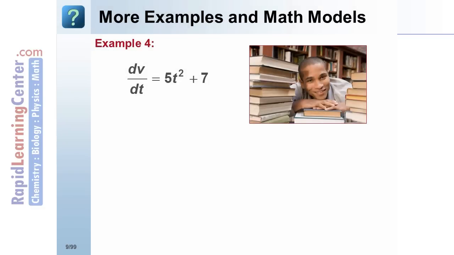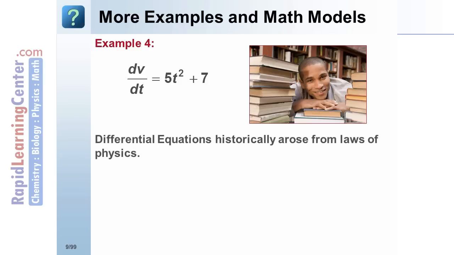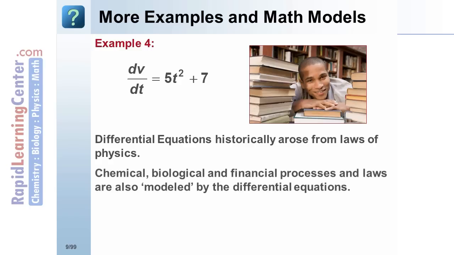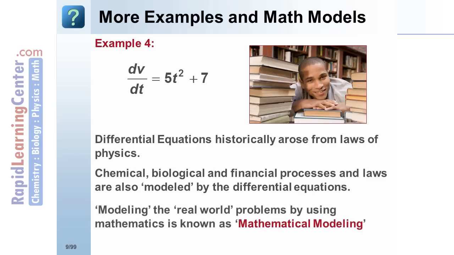Here's another example of a differential equation. dv/dt equals 5t squared plus 7. Differential equations historically arose from laws of physics. Chemical, biological, and financial processes and laws are also modeled by differential equations. Modeling real-world problems by using mathematics is known as mathematical modeling.